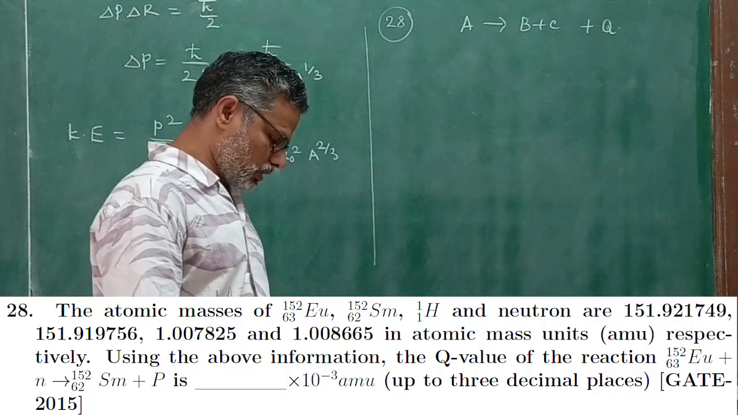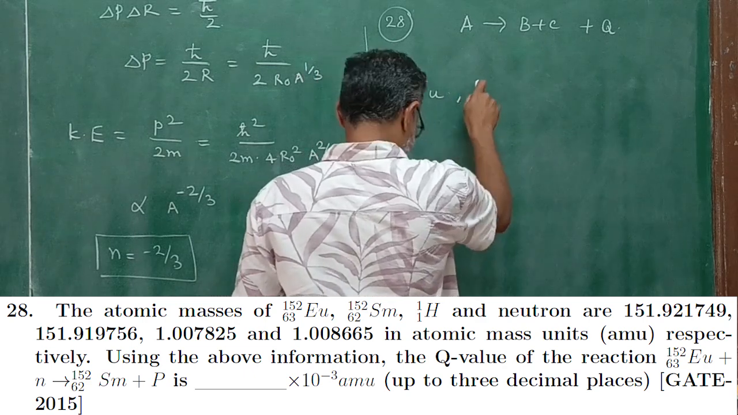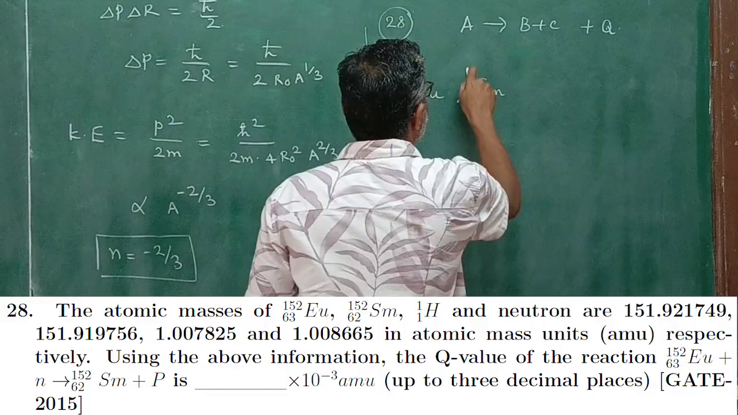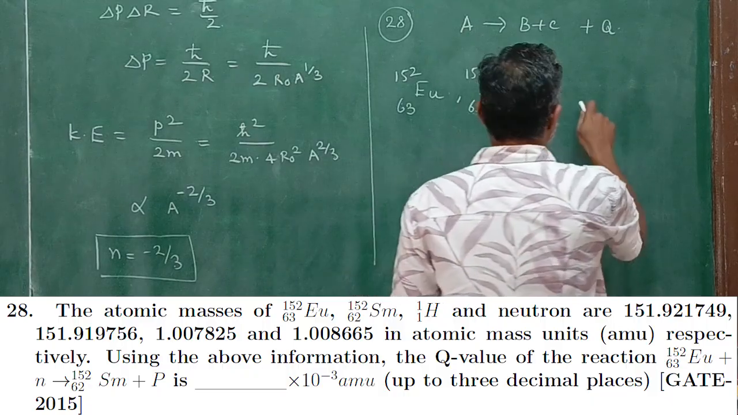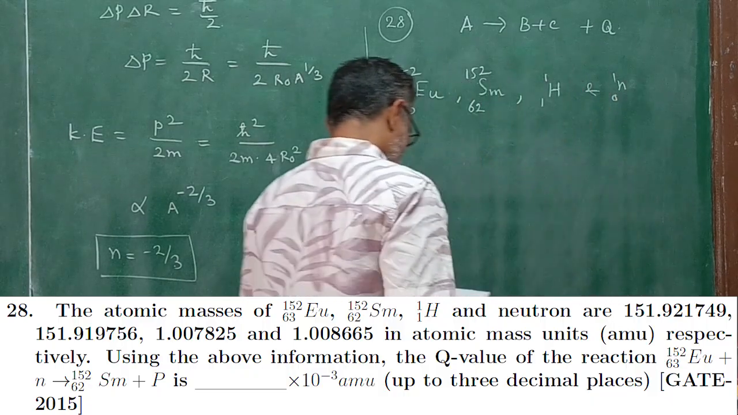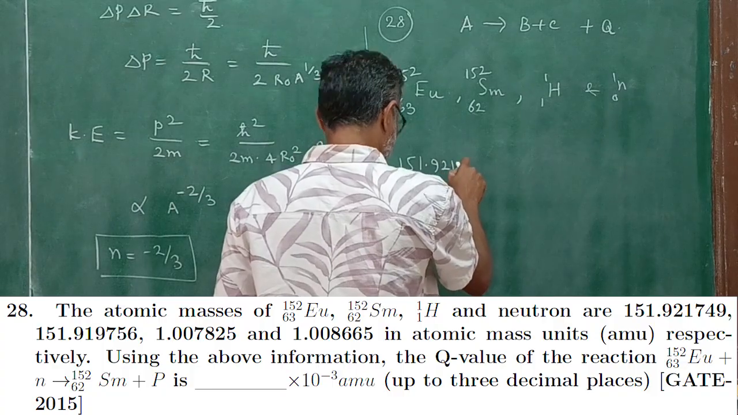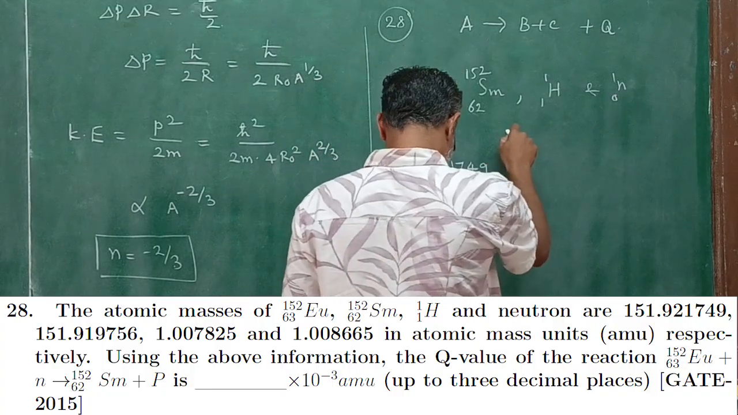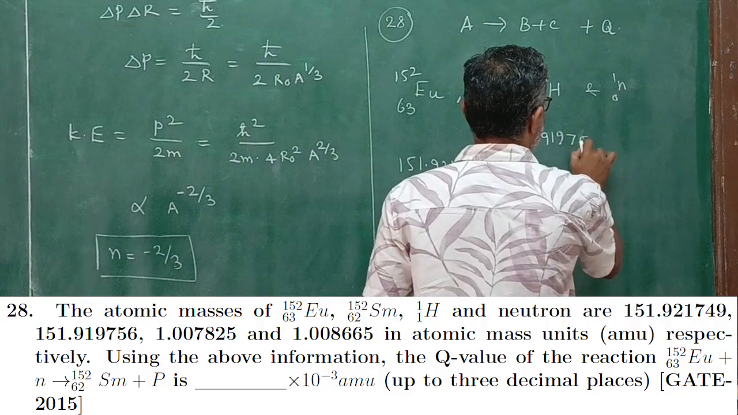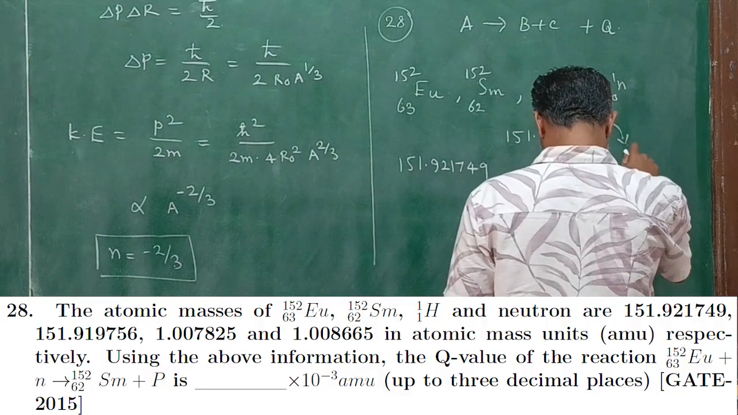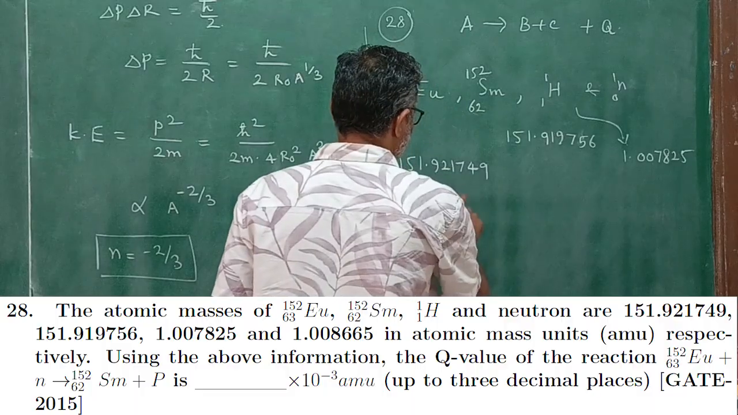In this question, the atomic masses of, let's say, uranium, 63, 152, and samarium, 62, 152, hydrogen or proton H11, and neutron N01 are given respectively as 151.921749, and for samarium 151.919756, and the proton mass is 1.007825. These are all atomic masses.